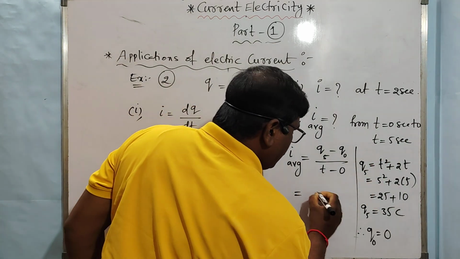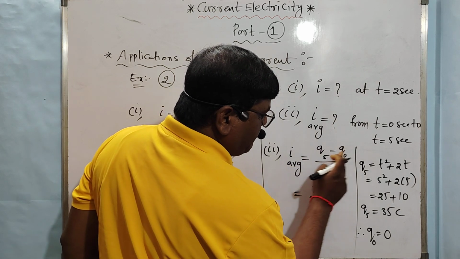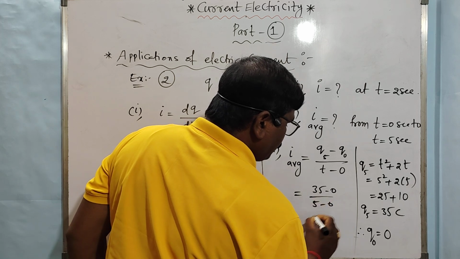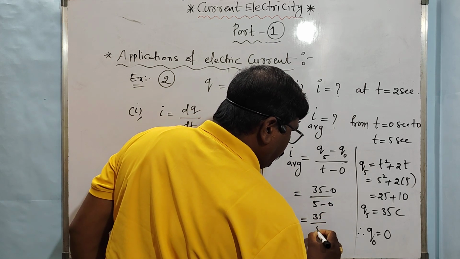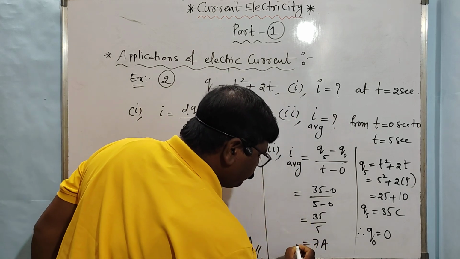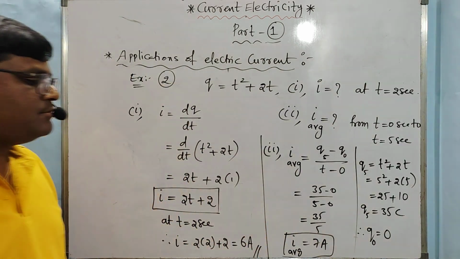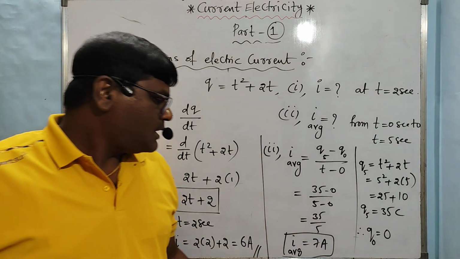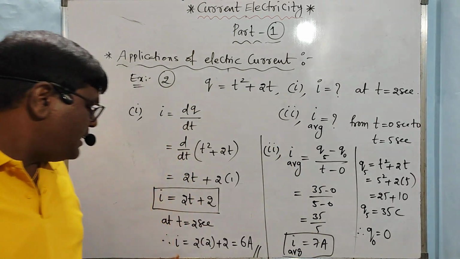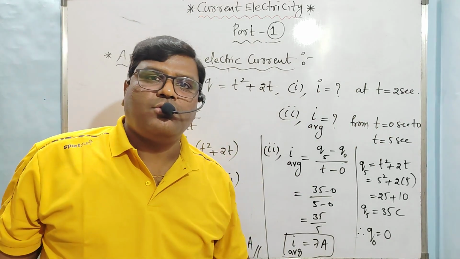Directly we can write 35 by, total charge is how much? 35 minus 0 by 5 minus 0. That is equal to 35 by 5, that is equal to 7 amperes. So I average value is 7 amperes. This is the average current value, and this is the instantaneous current, of course, at time t is equal to 2 seconds.